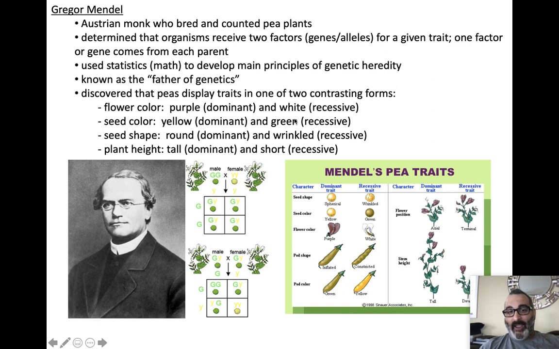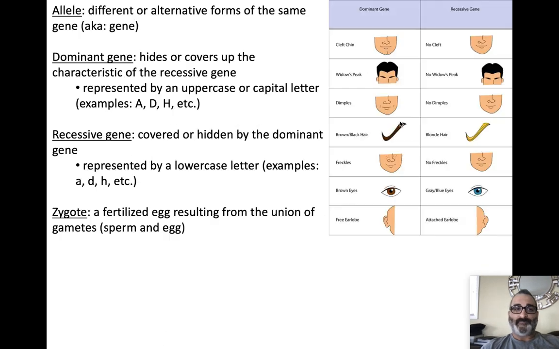He figured out by counting, you make these Punnett squares, and you can figure out probability based off of the likelihood something should happen. He came up with the idea of dominant, something covering up another thing being recessive. So his ideas have passed the test of time. He is the father of genetics.